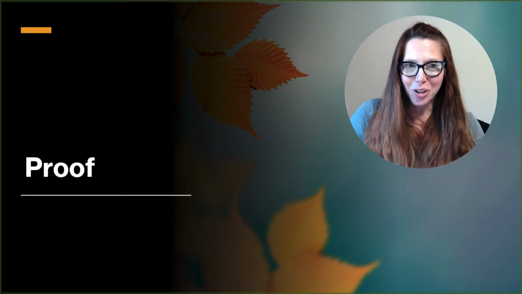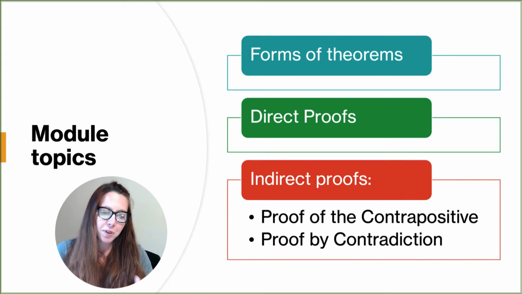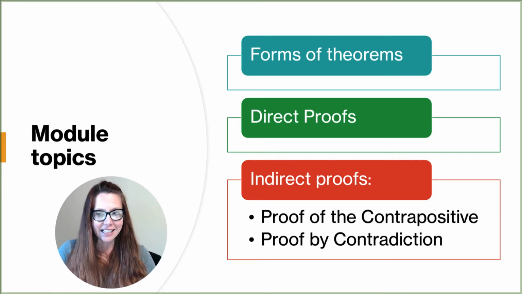So let's take a closer look at proof. And we're going to break it down. First, we're going to take a look at the forms of some theorems, and then we're going to step through direct proof and indirect proof. Indirect proof comes in a couple different formats, and we'll look at proof by contrapositive and proof by contradiction.